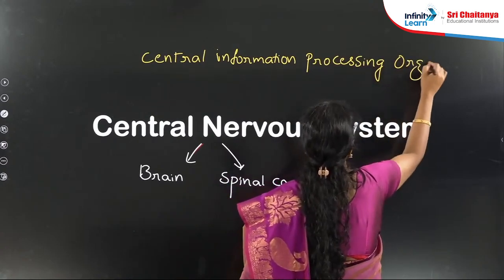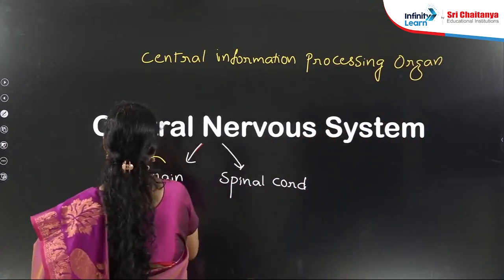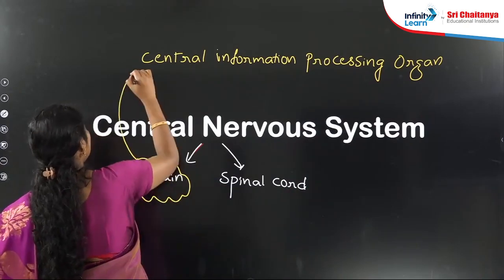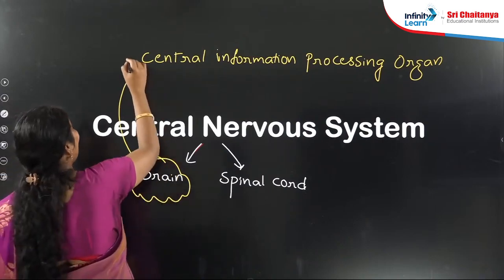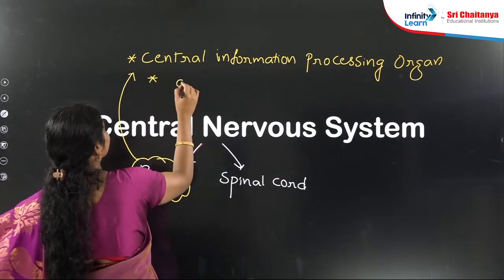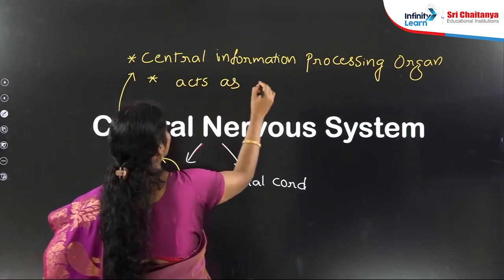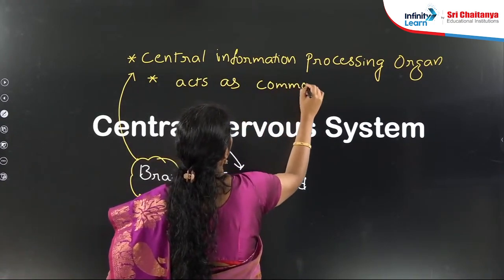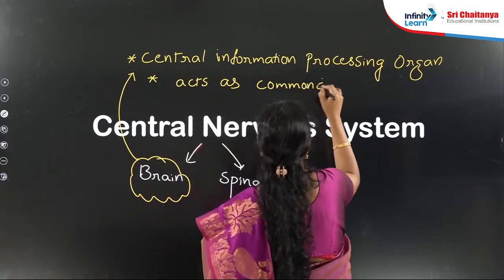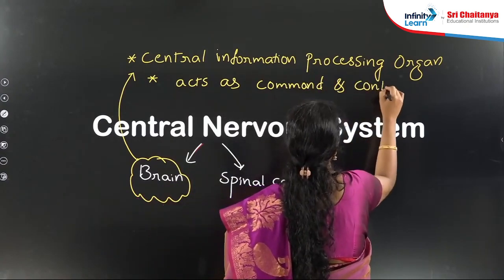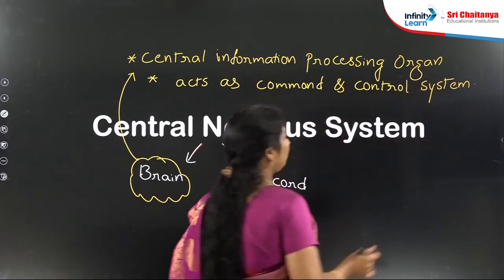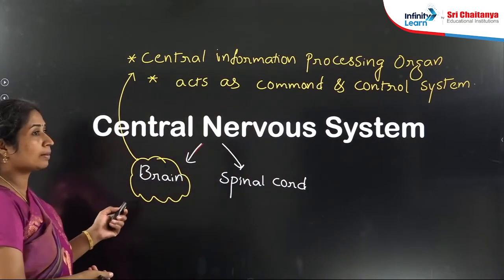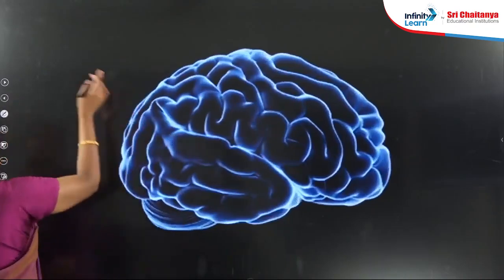The central nervous system has the brain and spinal cord. Out of these two, the brain is a central information processing organ, and it acts as the command and control system. Important points, these two. So this is the brain. What is the role of the brain? The brain plays an important role.